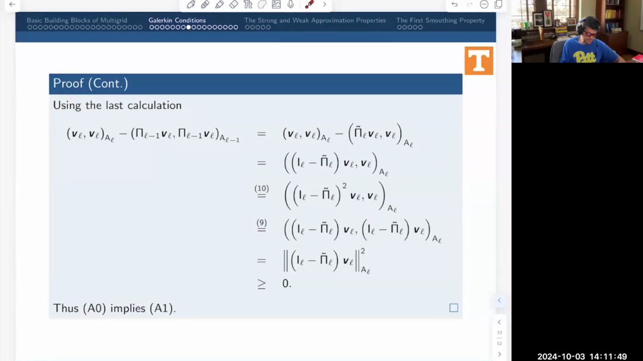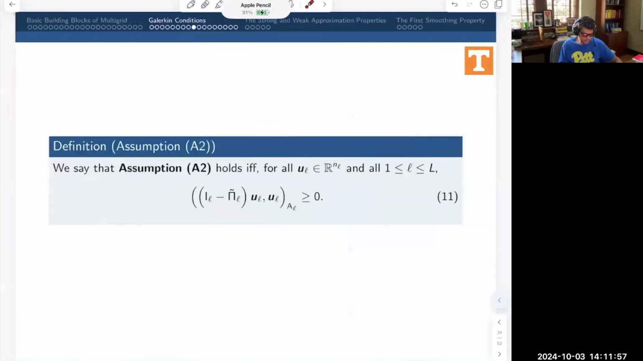So we just proved that assumption A0 implies assumption A1. The strong Galerkin condition implies the weak Galerkin condition. We're going to pick up from there next time. We'll talk about more assumptions. Yay, more numbered assumptions. This one, assumption A2, doesn't really have a name, and so we don't have any good name to attach to it. Maybe we can think about one.